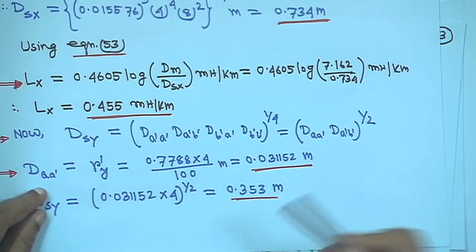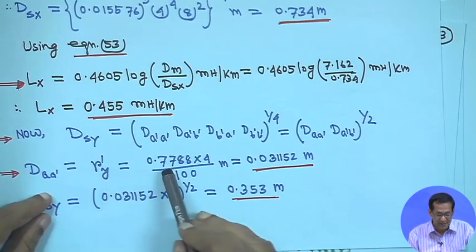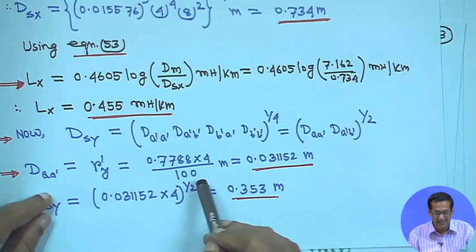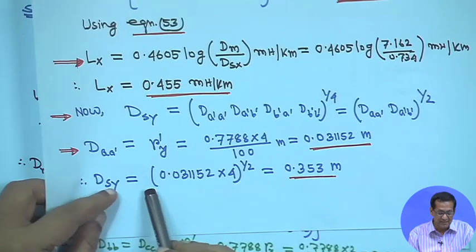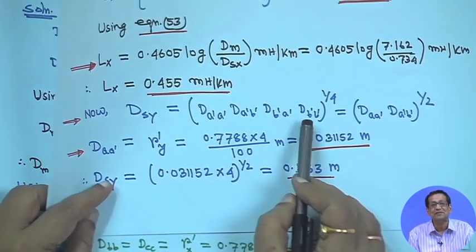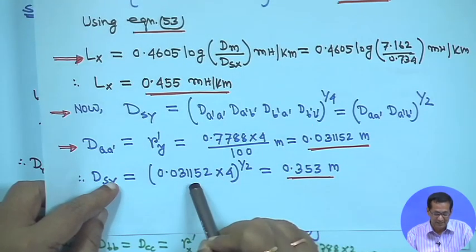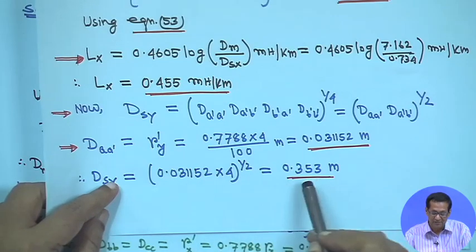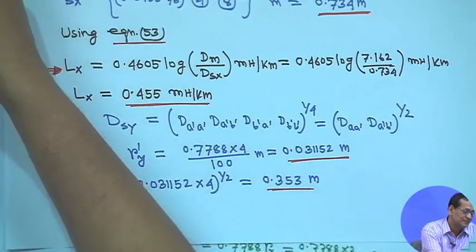Again, the radius of the group y conductor is 4 centimeter. So, r dash is 0.7788 r divided by 100, converted to meter, which is 0.03115 meter. So Dsy, putting all these values, because of repeated values, is 0.03115 into 4 to the power half, because 4 will come twice and this one will also come twice, that is why it is half. So, 0.353 meter.